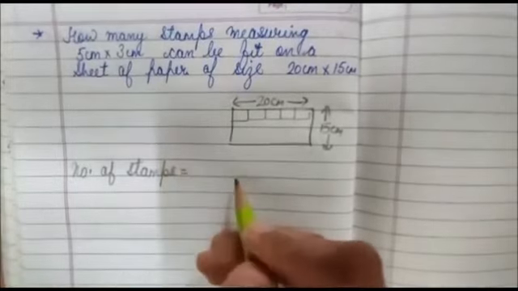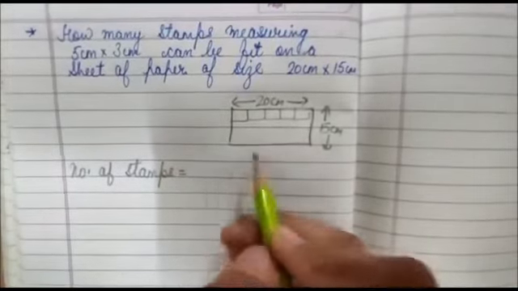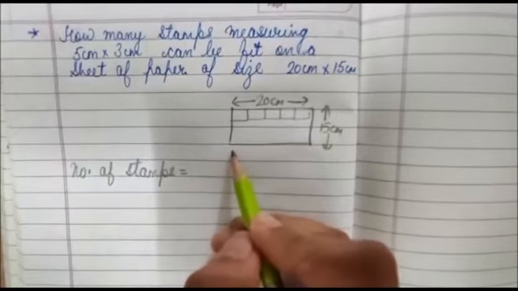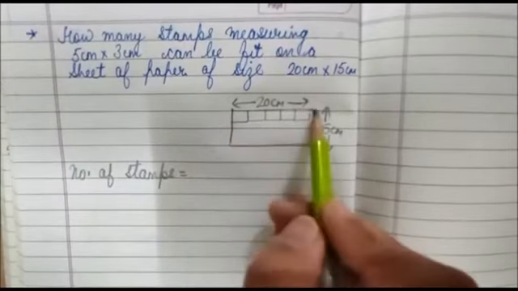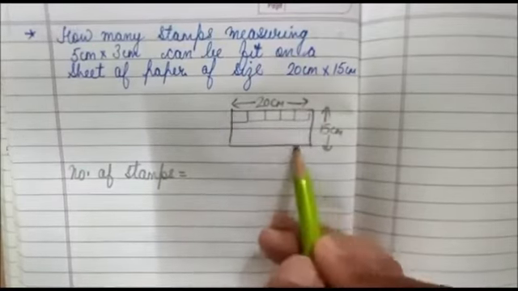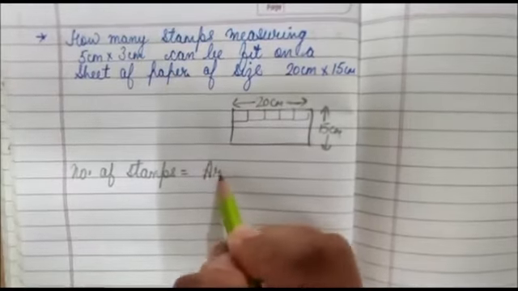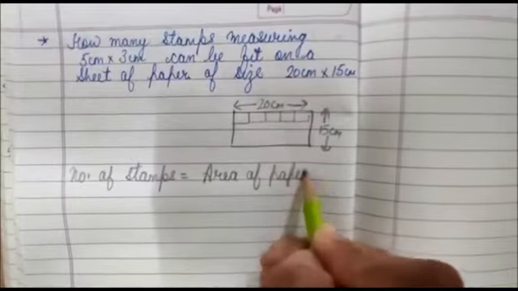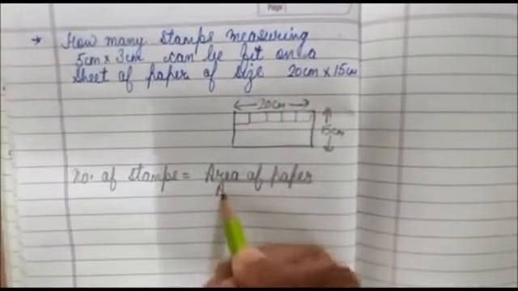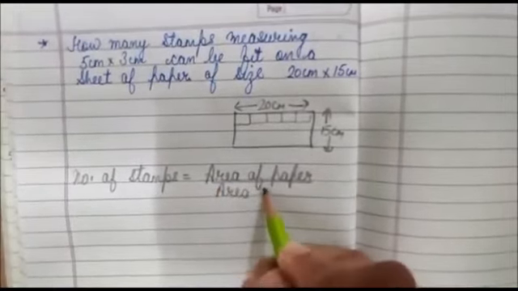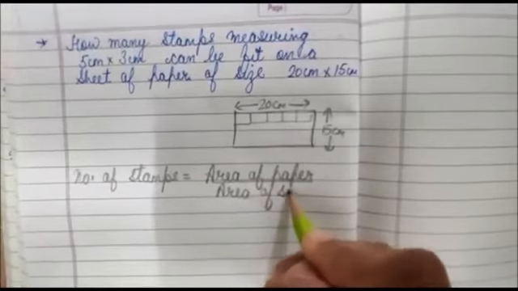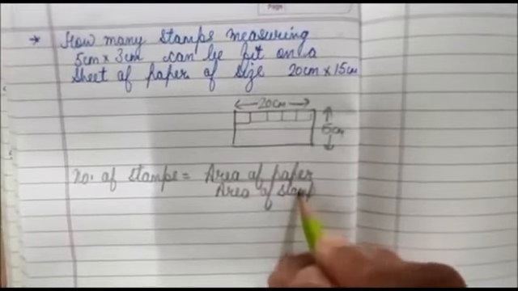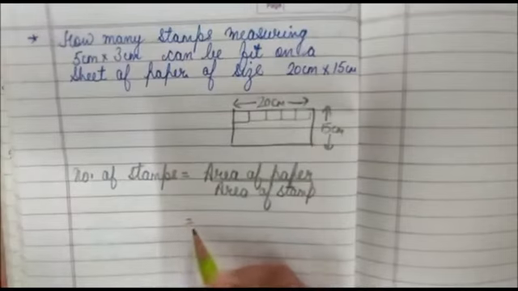So here I am writing number of stamps. I am going to divide both the areas. The larger area will always be on the top. So here what is larger? A sheet area is larger area. So what I will write? Area of paper will be divided by area of stamp, because I know stamp area will be smaller. Just divide both the areas, you will get the answer.